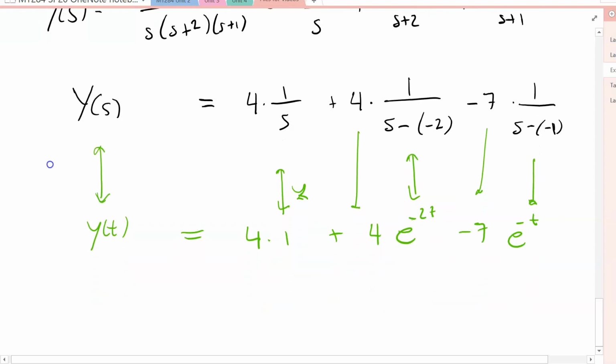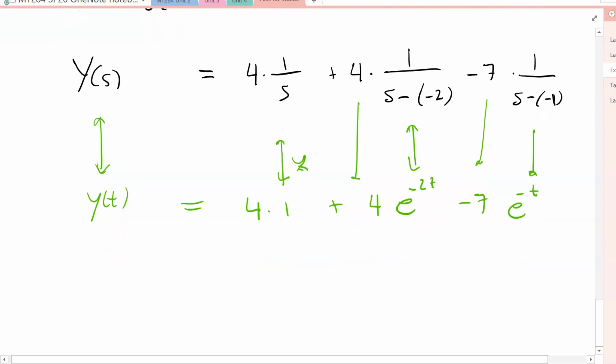Okay, so we don't have to use the L inverse notation if we don't want to, but just note that via the Laplace transform, where it's inverse, we can say what the functions of s are related to in terms of functions of t. So now we've finished our problem. We've solved the differential equation. It comes out to 4 plus 4 times e to the -2t minus 7 times e to the -t.